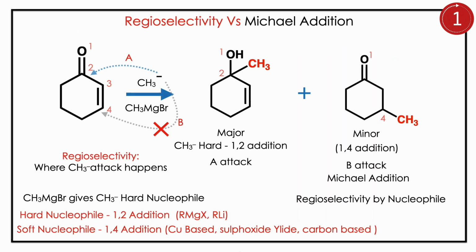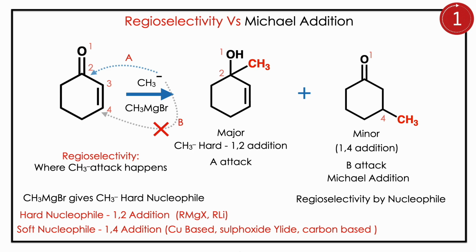Then the regioselectivity with specific reactions. Regioselectivity versus Michael addition. Michael addition is an important factor in regioselectivity because it is always dictated by the nucleophile. Here a conjugated ketone is there, and you are attacking with a nucleophile. The nucleophile can attack the 1,2 position or the 1,4 position.